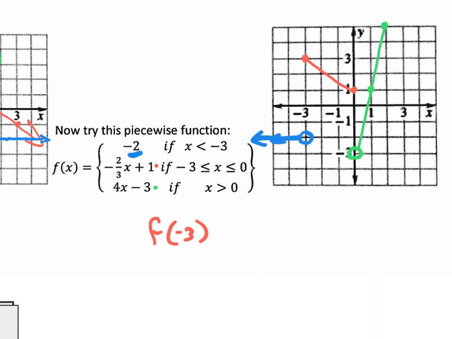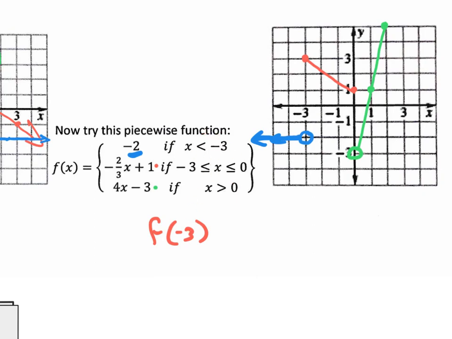You could do it with algebra. Where would I plug in -3? Would I plug it into this top one? No, because -3 is the x, and -3 is definitely not less than -3. It's equal to. Would I plug it into the middle one? Yes, because -3 really is equal to -3. I can't plug it into the bottom one because -3 is not greater than 0. So the conditions tell you where to plug it in. Does that make sense?